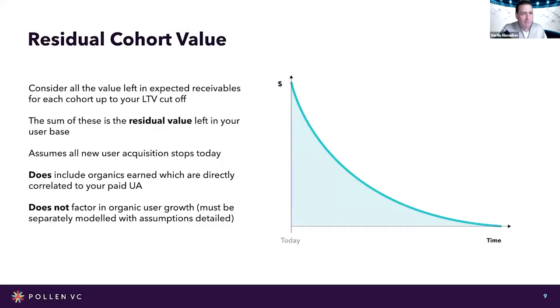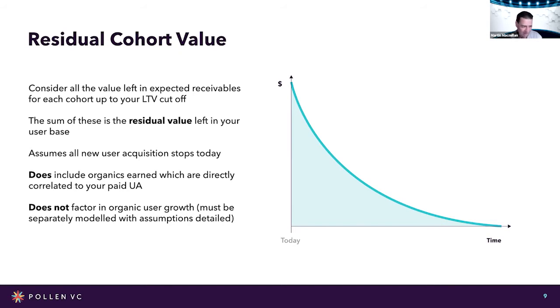So, residual cohort value. Think about it like this. If you stopped all user acquisition today, how long would it be before the last player left the game? Now, obviously, that's very hard to price, but the concept is the same. You stop doing user acquisition, and then all of these cohorts play out over time. And what you're trying to do here is to model the area under the curve.